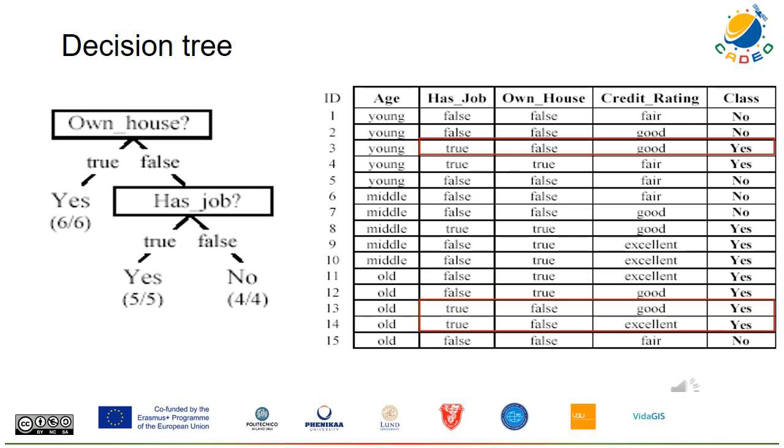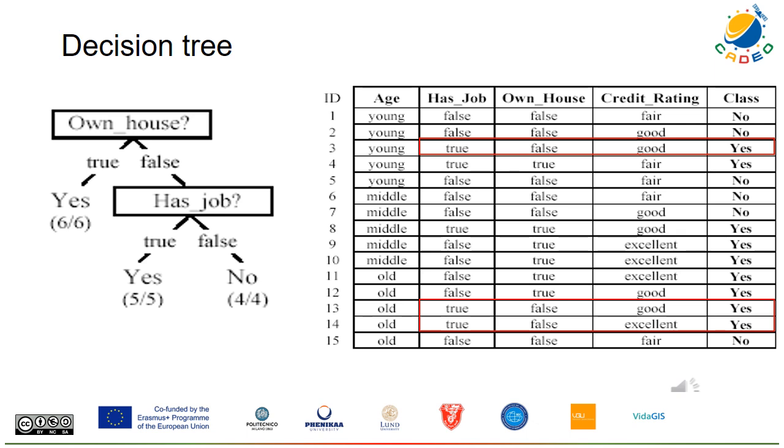This slide shows the decision tree we built based on these data examples. First, we choose own house to partition the data. We will get 6 examples. These examples correspond to yes values. It means these 6 labels can be classified directly based on the own house attribute.